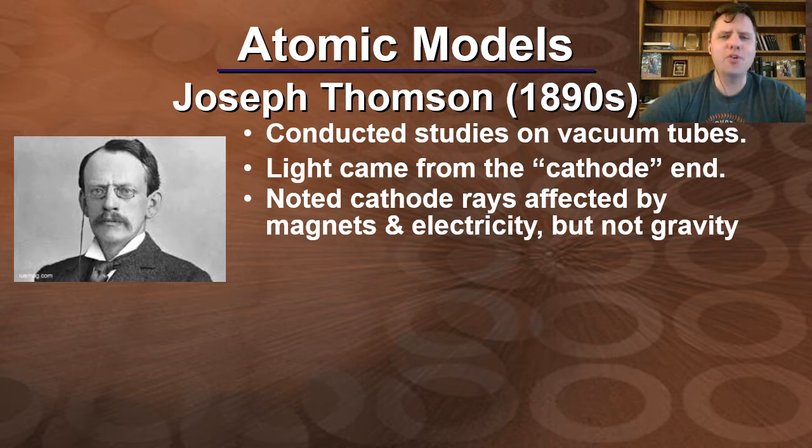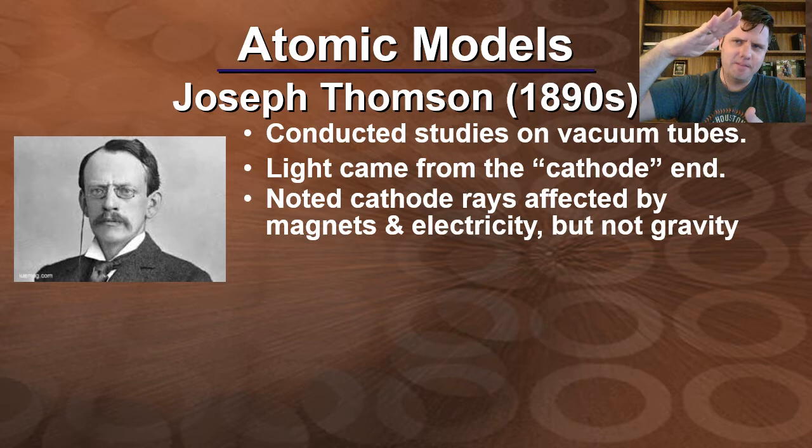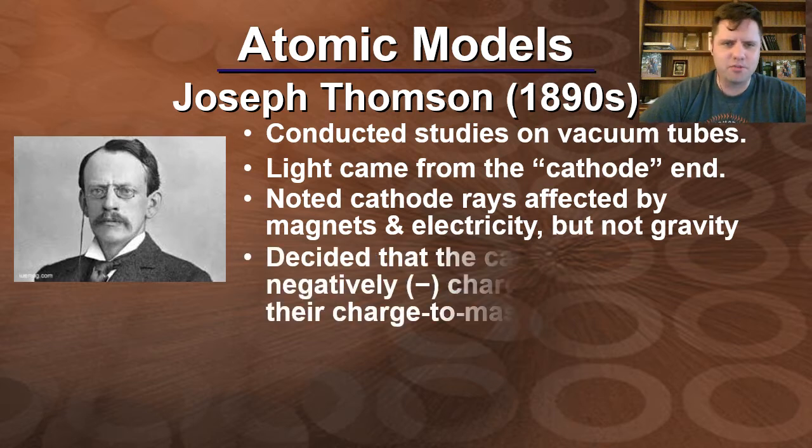He noted that cathode rays were affected by magnets and electricity, but not gravity. So he saw these rays coming through the tube, and as he brought magnets and various electrical sources near it, he could deflect the angle of these particles that were coming through the vacuum tube. And he recognized that otherwise, gravity didn't have enough force to pull it down, but magnets and other electrical forces would deflect the flow of these cathode rays.